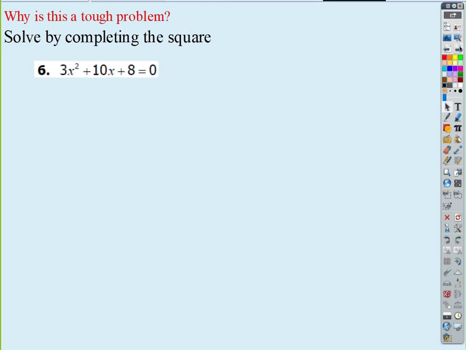This is pretty obvious. Yeah, we got a problem here, don't we? When I divide by 3, look what's going to happen. I could even subtract the 8 to the other side. So I get 3x squared plus 10x equals negative 8. I divide by 3, and look what happens.